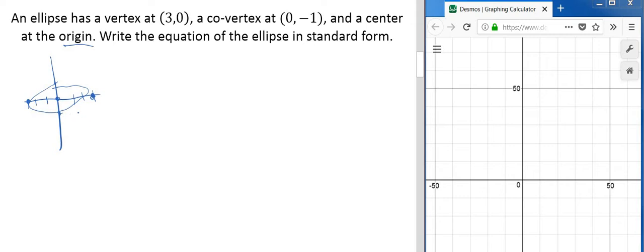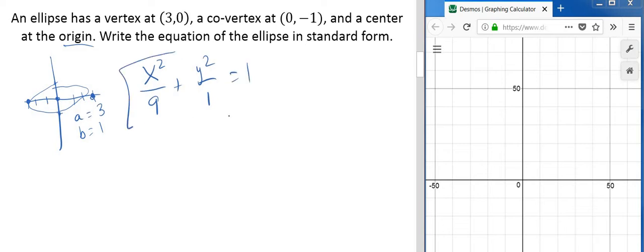What would that look like? Well, let's think about it. So my A value is 3, right? That's the longer side. My B value is 1. So we can write the equation pretty easily. So x squared over 9, 3 squared, plus y squared over 1, and you don't even need to write that one if you don't want, equals 1. Hey, there's the equation.